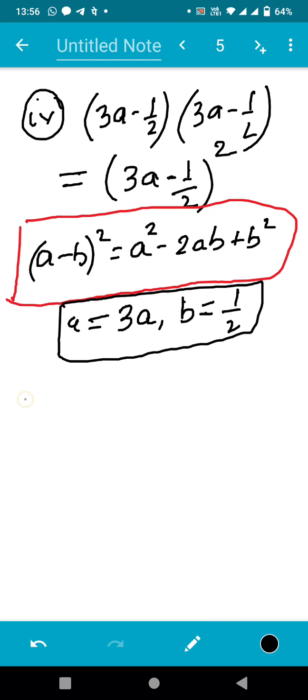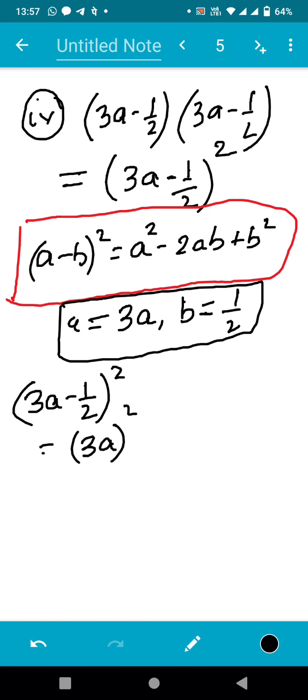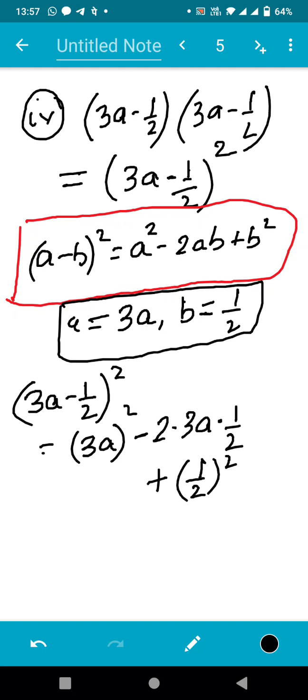Okay, now we'll write 3a minus 1 by 2 whole square, and this would be equals to 3a whole square. This is a square. Then we'll write minus 2ab. Minus 2 into a. A is what? 3a. And what is b? 1 by 2. And then we'll write plus b square. That is 1 by 2 whole square. Now we'll put equals to sign.